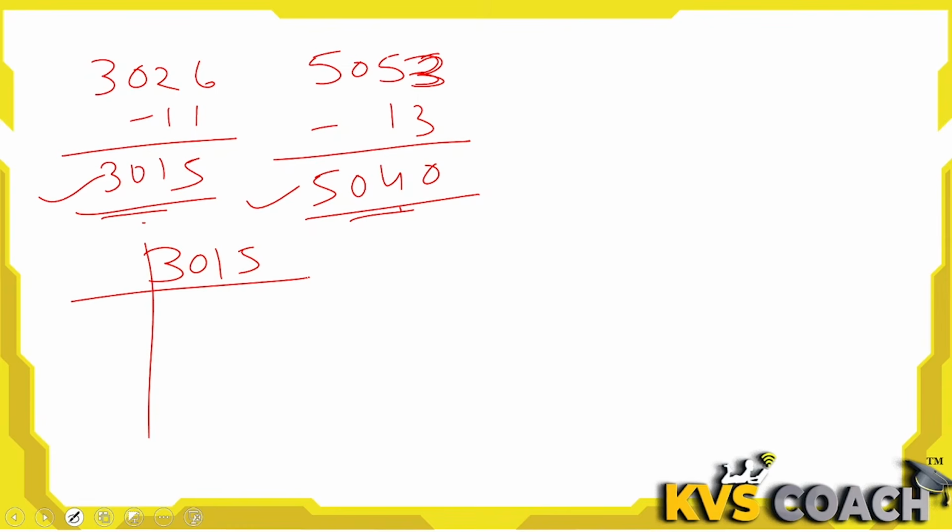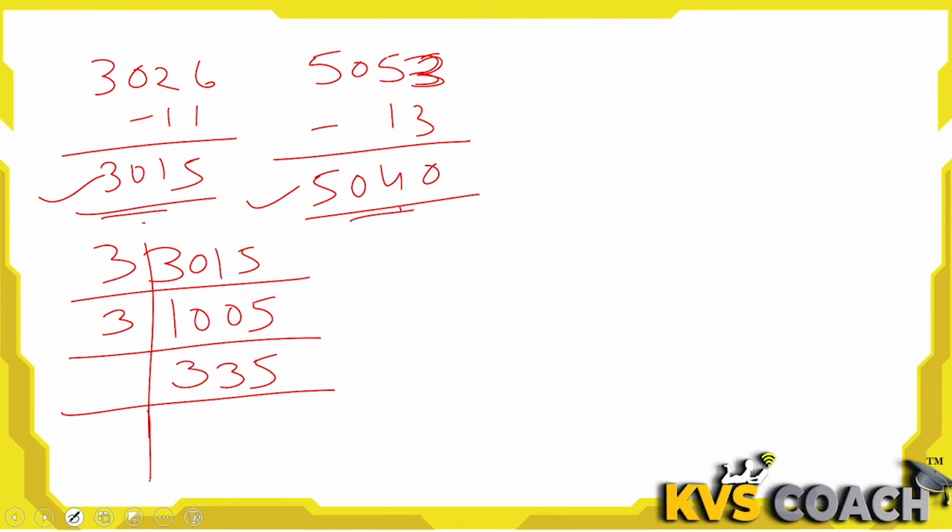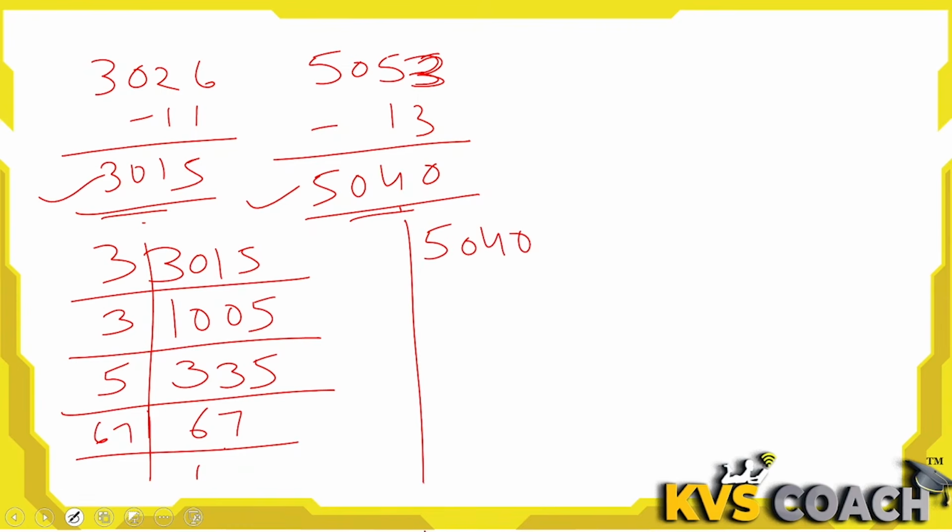Let's do it. 3 1s are 3, 0, again 0, then 3 5s are 15. Then again 3 3s are 9, 3 5s are 15. Now it will go to 5, 5 7s are 35. Now it will go to 67, that is not divisible. So this is the prime factorization of 3015. Now we have to do the prime factorization of 5040.